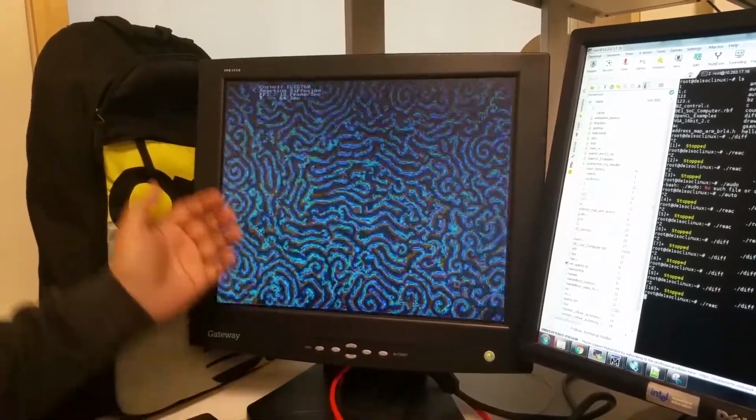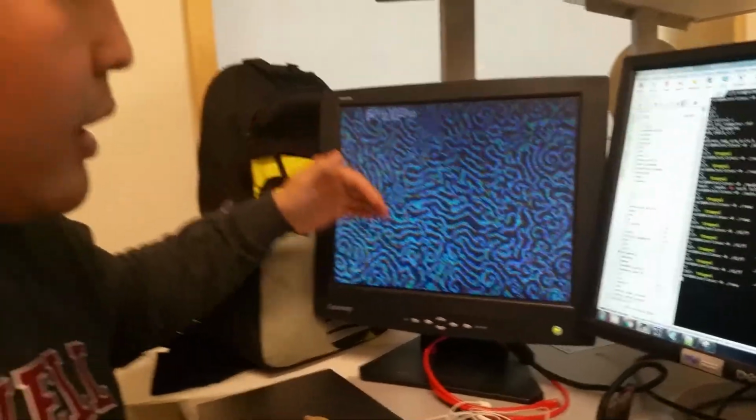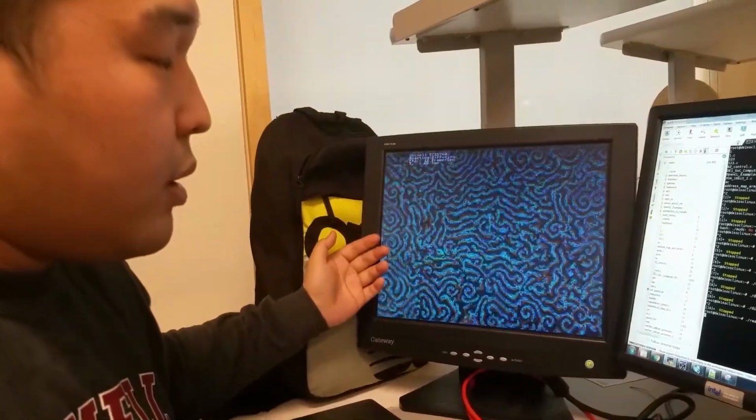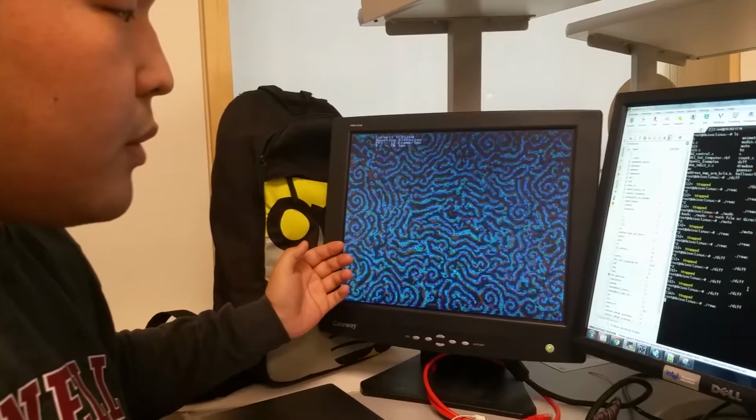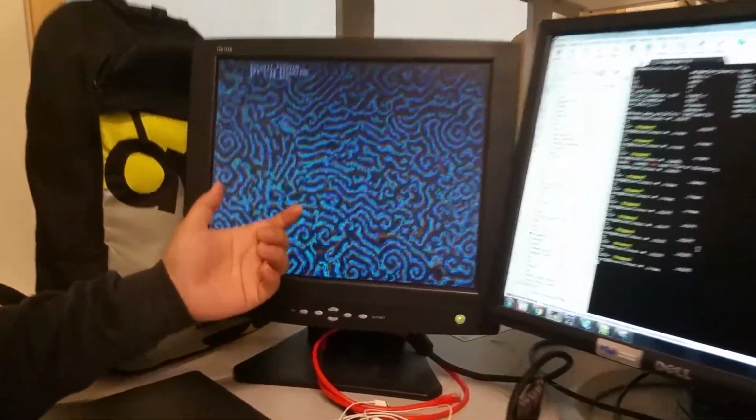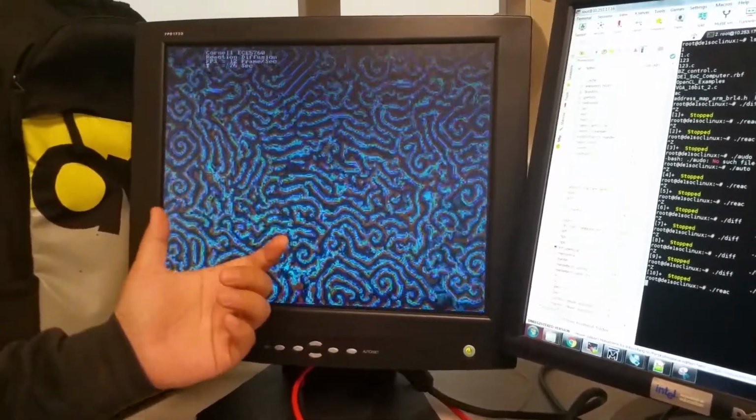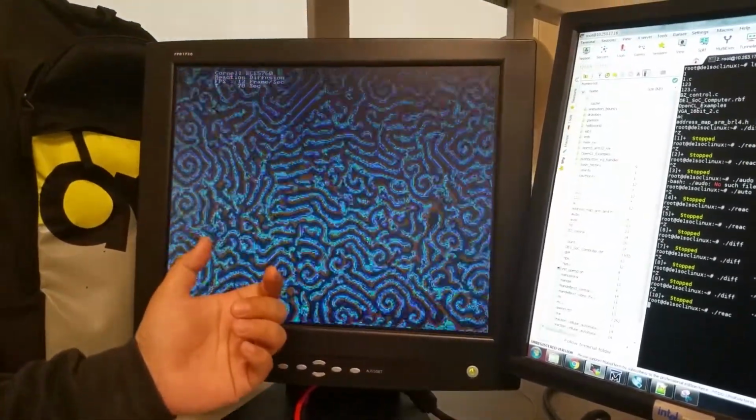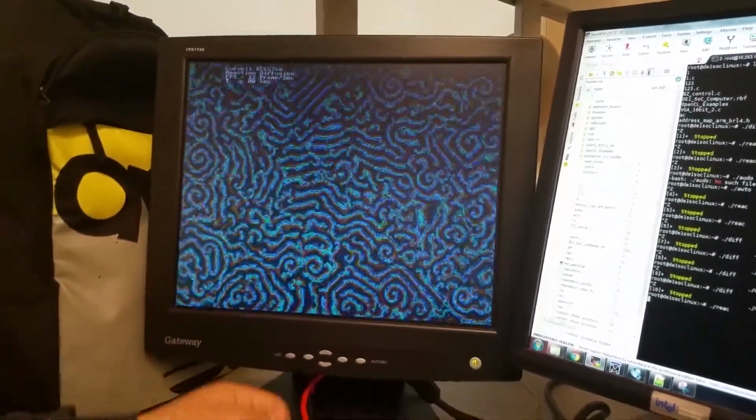It's something like a cell's reaction or compound reaction. Basically it's simulating compound A and compound B reacting. Right. Something like that.